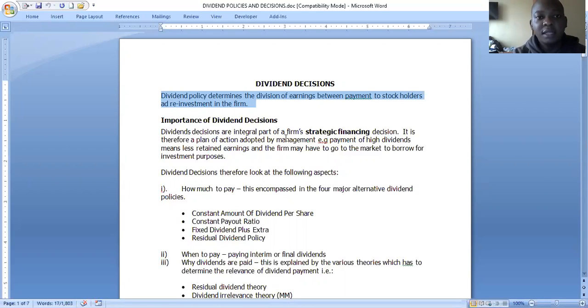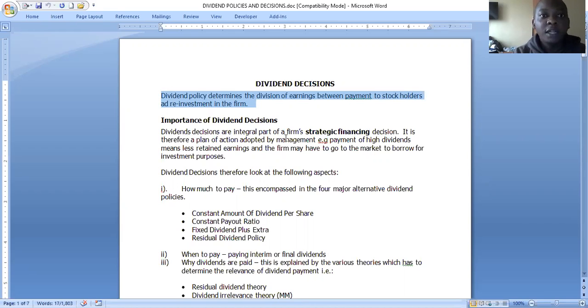So take this as an instance. At the end of the year, the business has declared profits. So the question will therefore arise on what to do with these profits. Do we pay dividends to the shareholders out of these profits? Or do we retain these profits for further reinvestment and growth of the business? Or the question would also ask, how much out of these profits do we pay as dividends and how much do we retain as retained earnings for investment and growth?